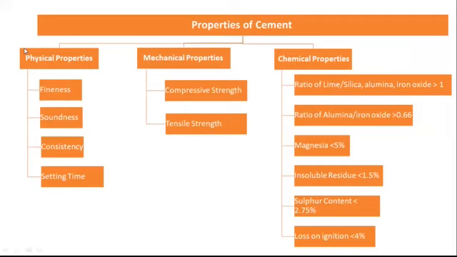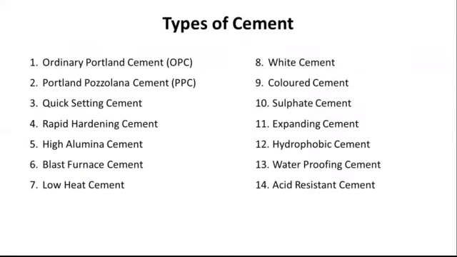Right. Now, the next slide. There are various types of cement. First is ordinary Portland cement, which is mostly used. Then Portland pozzolana cement, quick setting cement, rapid hardening cement, high alumina cement, blast furnace cement, low heat cement, white cement, colored cement, sulfate cement, expanding cement, hydrophobic cement, waterproofing cement, and acid resistant cement. Now we will discuss them in detail.